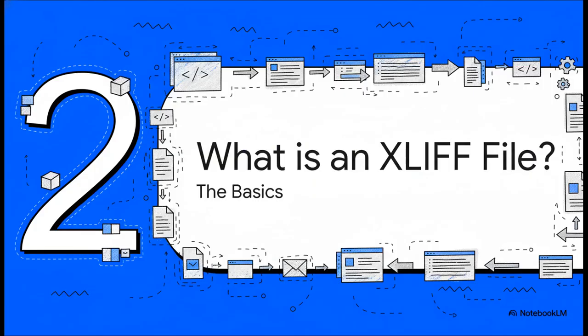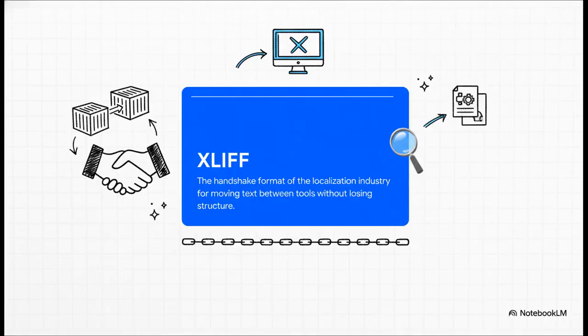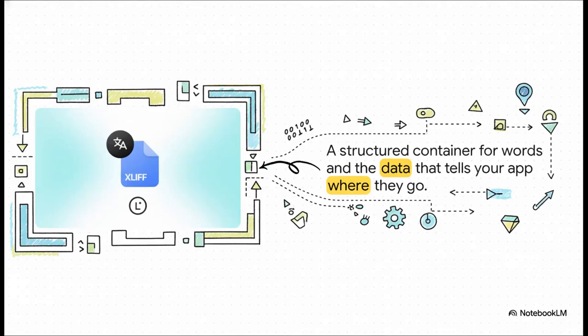So to avoid all this pain, we've got to understand what an XLIFF file really is. Because trust me, it is so much more than just a list of words to translate. I absolutely love this description, the handshake format. That's perfect. Think of it like a universal shipping container for your app's text. It's specifically designed to be passed around, from your code editor to a translator's professional software, and then all the way back again, all while keeping everything perfectly organized and intact. So the next time you see this file type, don't just think text document. Think of it as a specialized, intelligent container. It's not just carrying words, it's carrying the instructions that tell your app exactly where those words need to go.